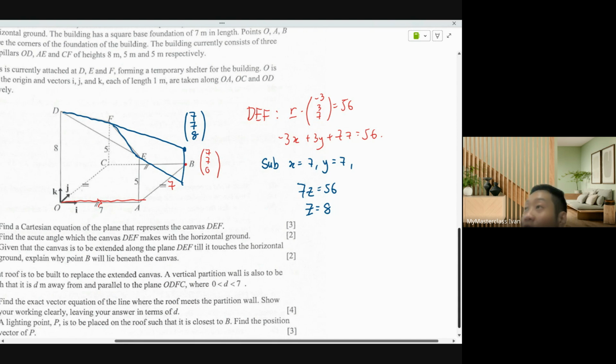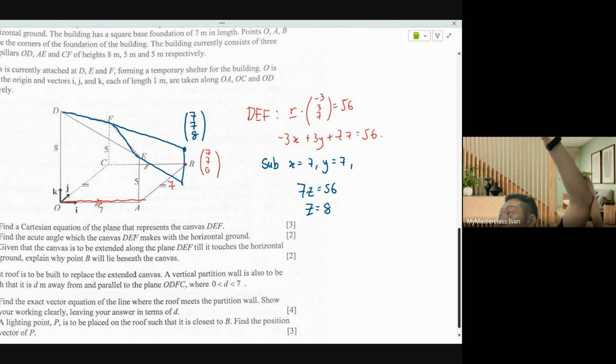This is (7, 7, 0). So is B on the canvas, below the canvas, or on top of the canvas? Below, because B is (7, 7, 0). Can you see? When x is 7 and y is 7, the z coordinate is 8, which is above 0, right or not? I don't think it's 8 anyway, because if it's 8 then it has to be here. I think it's supposed to be 2, maybe a calculation error. Later you'll work out the exact example. But this is how to show that this point is below the canvas.